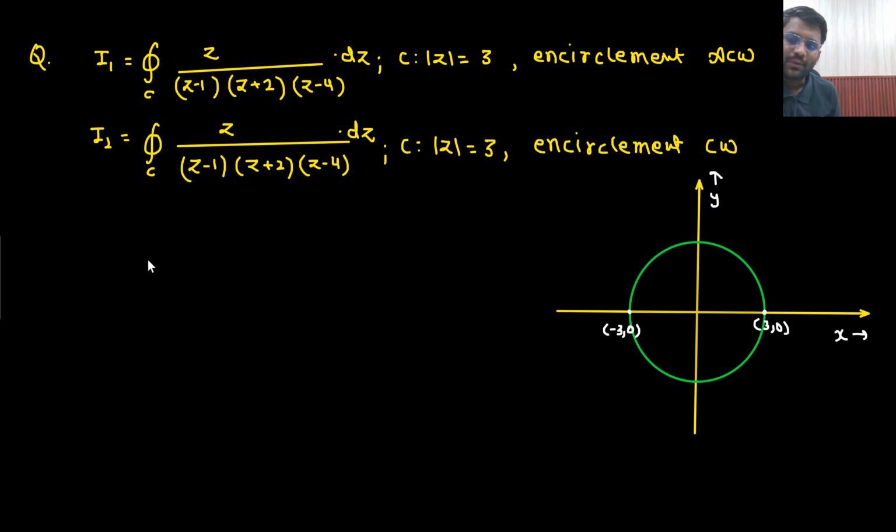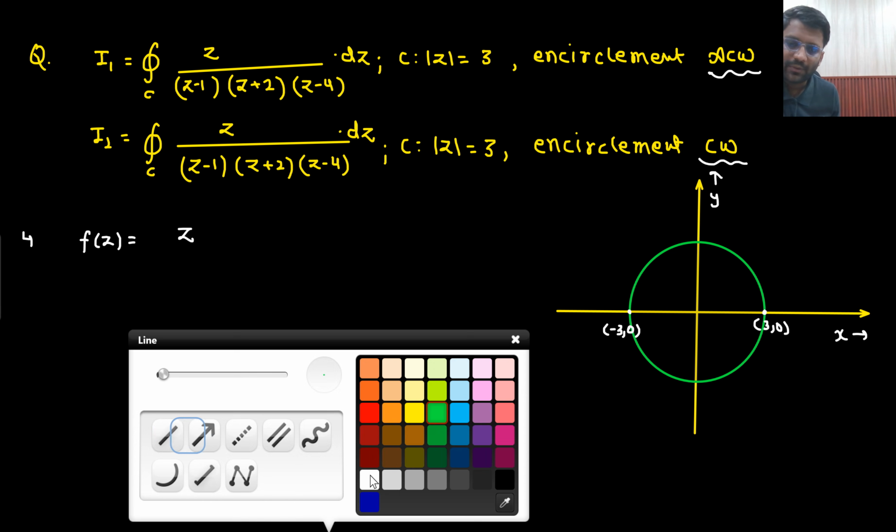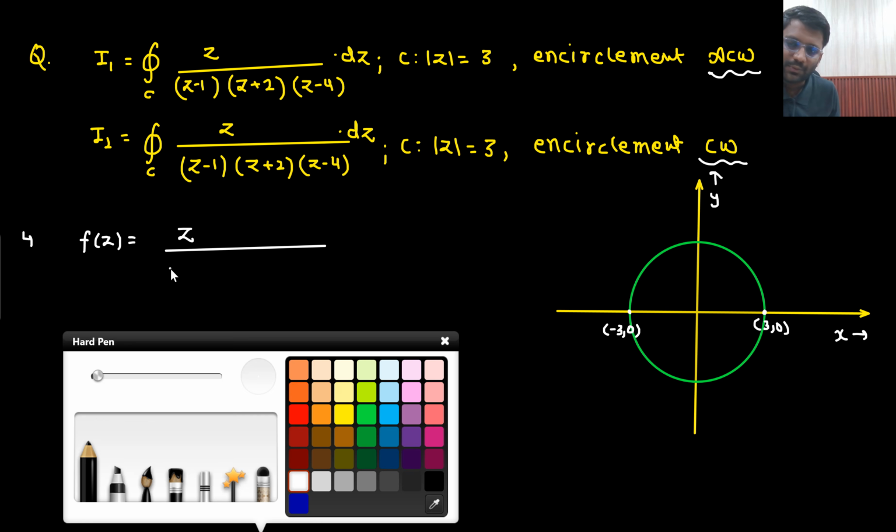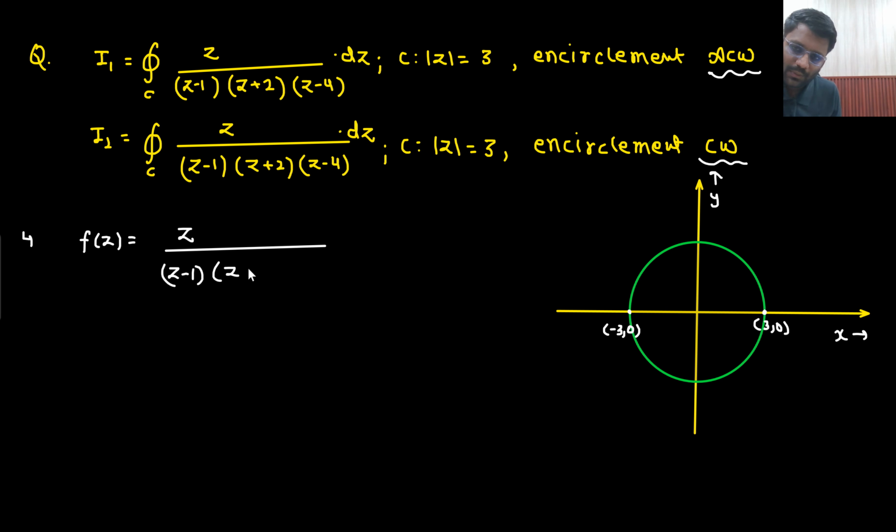Okay. You talk about f of z. One time the encirclement is anti-clockwise, other time the encirclement is clockwise. So let's talk about f of z first. I1, I2 separately we need to calculate, that we will do, but let's talk about f of z first. What is your f of z? Sir, f of z is z upon z minus 1 into z plus 2 into z minus 4. So I know that, sir, it will not be analytic at 1, minus 2, 4. These are the points where it is not analytic.